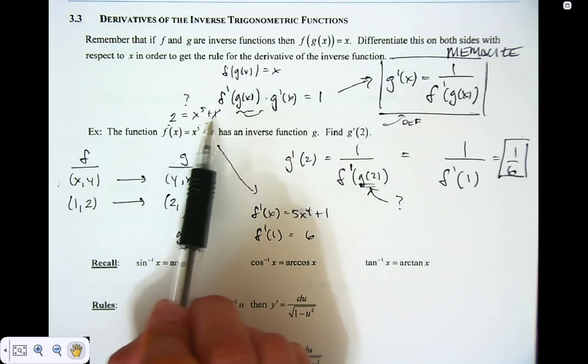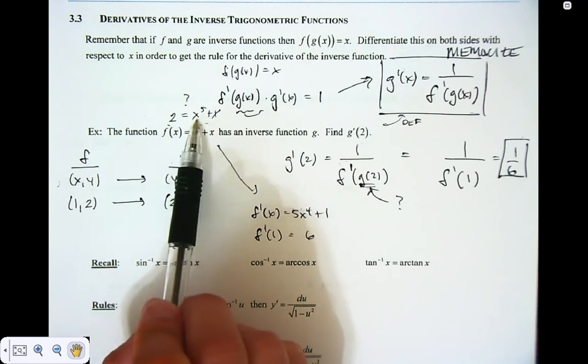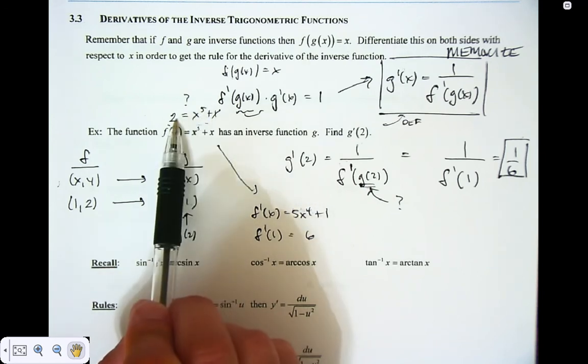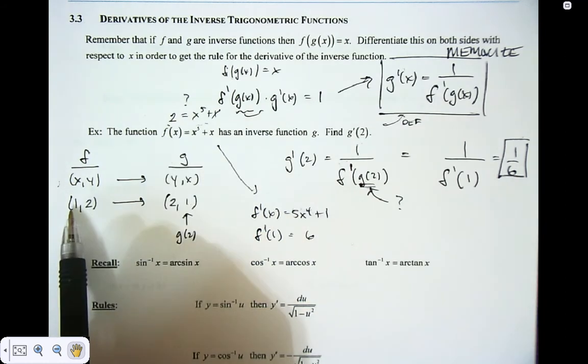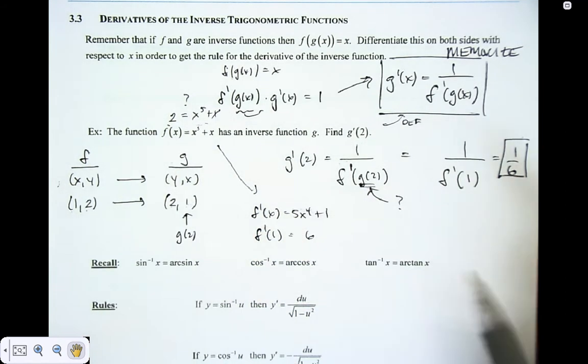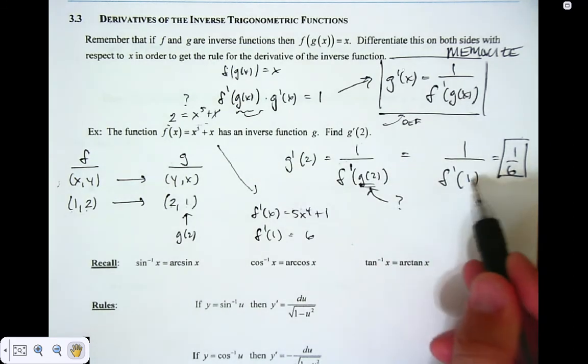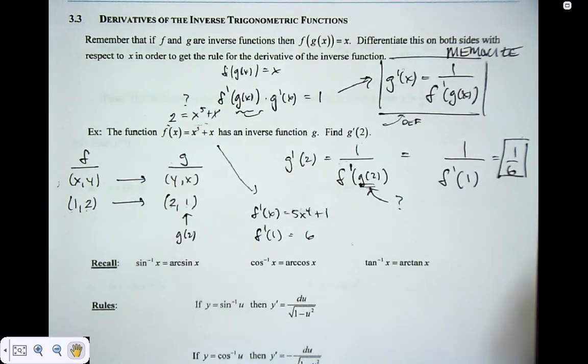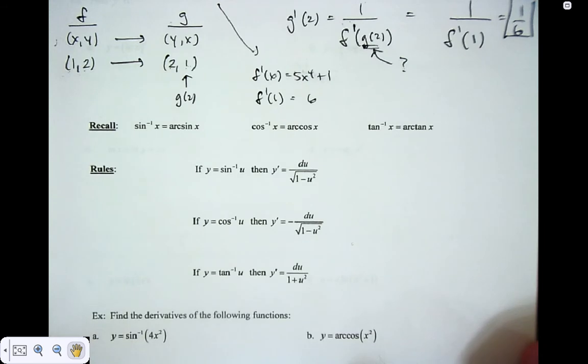A lot of times they'll just tell it to you, but if they don't, just guess. Plug in 1: 1 to the 5th plus 1 would be 2. So that told me the point (1, 2) is on the f function, which means (2, 1) is on the g, and that's how I got that whole value as 1. All right, same thing down here.